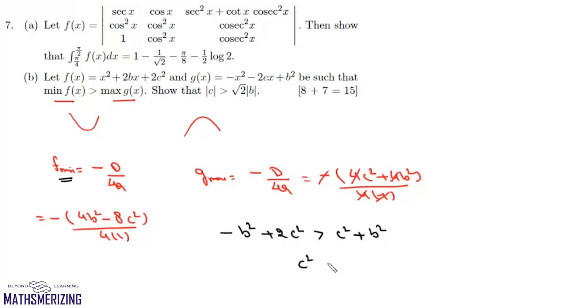So from here we can write c square will be greater than 2b square, or mod c will be greater than root 2 times mod of b, which is what we need to prove.